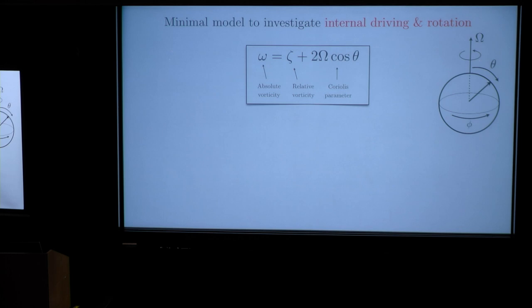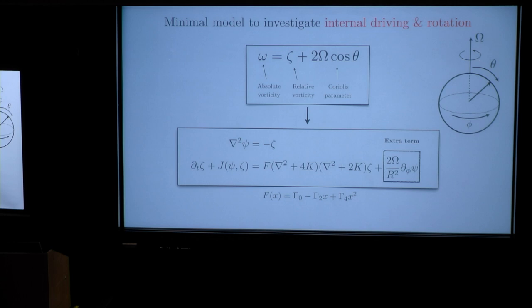Okay. So now what I want to do is take this model and start to consider it as a minimal model by considering rotation. We want to investigate the interactions of internal driving and rotation. When you want to do that, you consider the absolute vorticity. You decompose it into a relative vorticity, which is the vorticity in the rotating frame, and the Coriolis parameter, which is 2 omega cos theta.